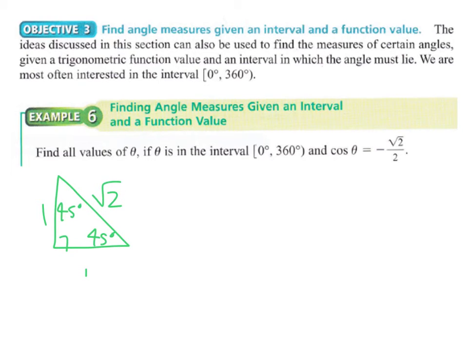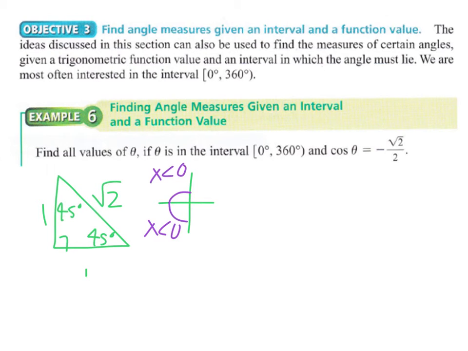Cosine being adjacent over hypotenuse would be 1 over the square root of 2, and when you rationalize that, you'd get the square root of 2 over 2. Now cosine, we need this to be negative in this case. Cosine is negative in the second and third quadrants, because that's where x is less than 0, and cosine is based on the x values.